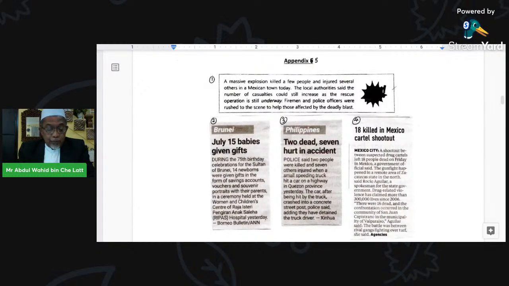Extract number 2. July, 15 babies given gifts. During the 75th birthday celebration for the Sultan of Brunei, 14 newborns were given gifts in the form of saving accounts, vouchers and souvenir portraits with their parents in a ceremony held at the Women and Children's Center of Raja Istri Pangeran Anak Soleha.